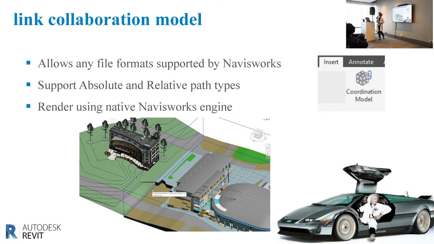Link collaboration model. This is a new feature in Revit 2018. You know, you can link in Revit, you can link in a CAD file. Now you can link in a Navisworks file, and this means that any format supported by Navisworks will show up in your Revit models. Awesome. Obviously, the intelligence won't really be there, meaning you can't explode it, you can't copy monitor from that model, but at least you can use it as a reference. And it's there, so who knows what the development team might add in future.